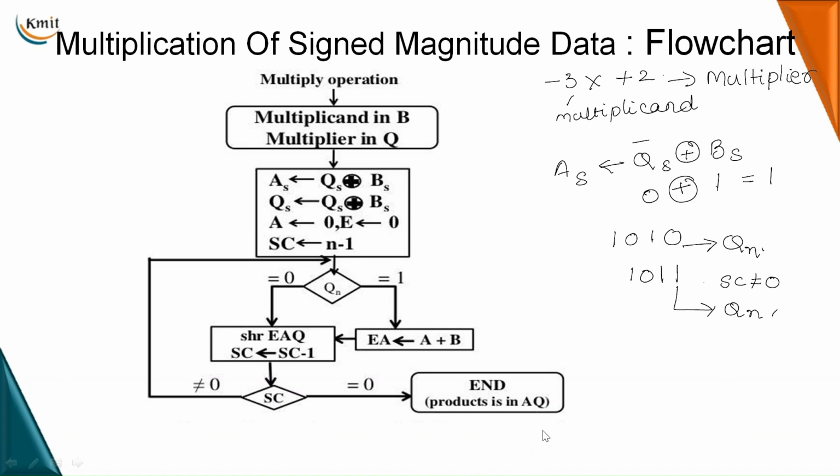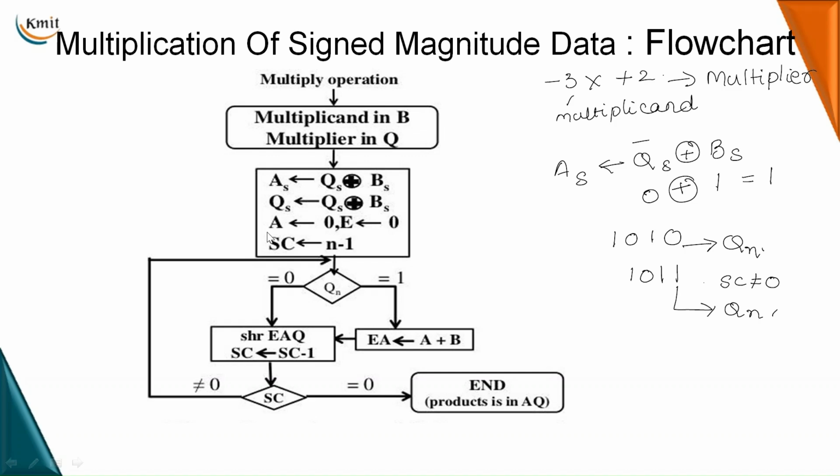I have to identify first what should be the sign of my product. Since A and Q store my product, I need to assign a sign for that product, which is stored in AS and QS. So I am performing QS XOR BS. QS is 0 and BS is 1. So 0 XOR 1 is 1. 1 means negative, so this is the sign of my product. For both AS and QS, I have to assign the sign of my product.